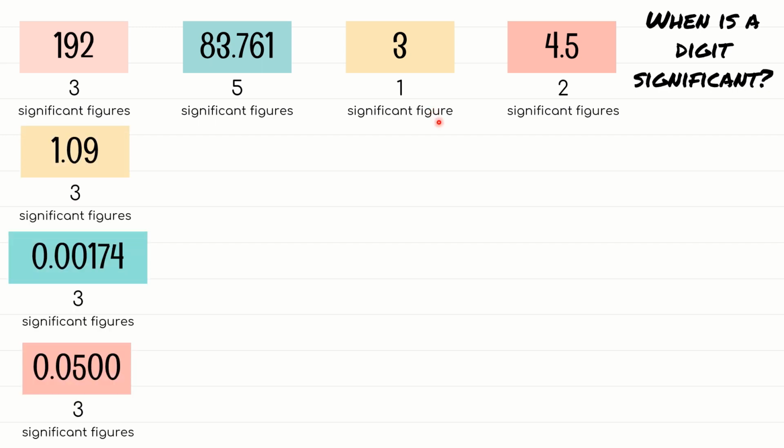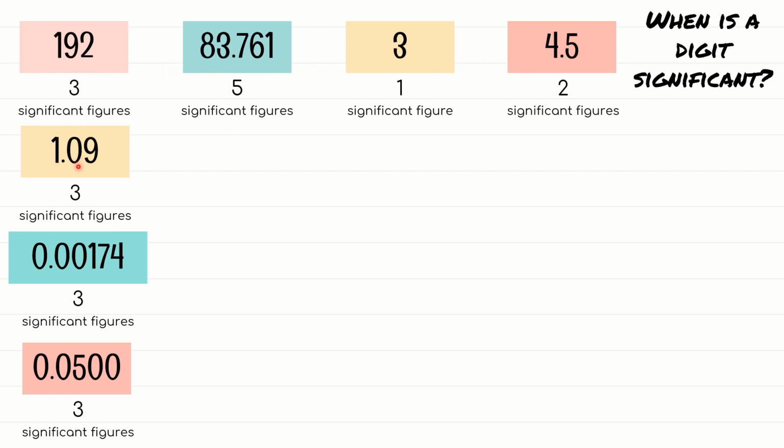Next, we look at these numbers over here. I have 1.09, that is also 3 significant figures, and then we have 0.00174, and in this case, it is actually 3 significant figures, and then I have 0.0500, which is 3 significant figures as well. Notice that 1.09, 0.00174, and 0.0500 involve the introduction of the digit 0 into the number itself. Unlike our first row of numbers, these numbers do not have 0 inside it.